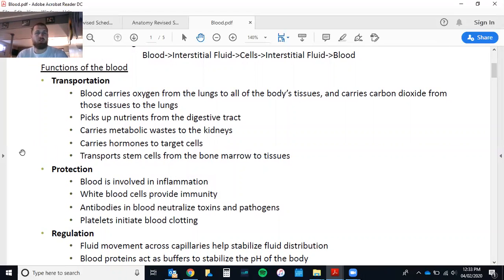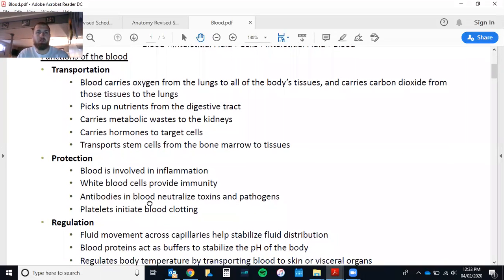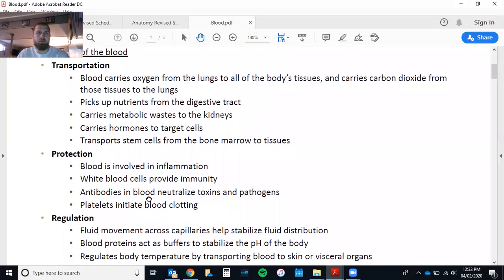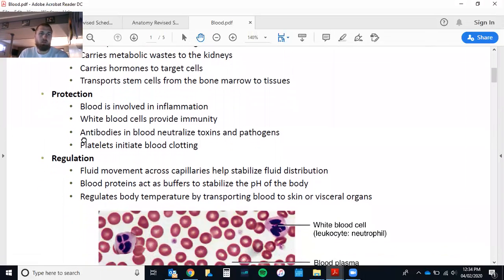Overall, there are 3 major functions of blood: transportation, protection, and regulation. And I've listed off here several examples of each of those. First, transportation. A lot of things are transported by our blood: oxygen from our lungs to the body's tissues, carbon dioxide from those tissues to the lungs, nutrients from the digestive tract, metabolic wastes to the kidneys to be filtered out and made into urine, hormones, which we just got done talking about in our last unit, carried to target cells, and we can even transport stem cells from bone marrow to our tissues.